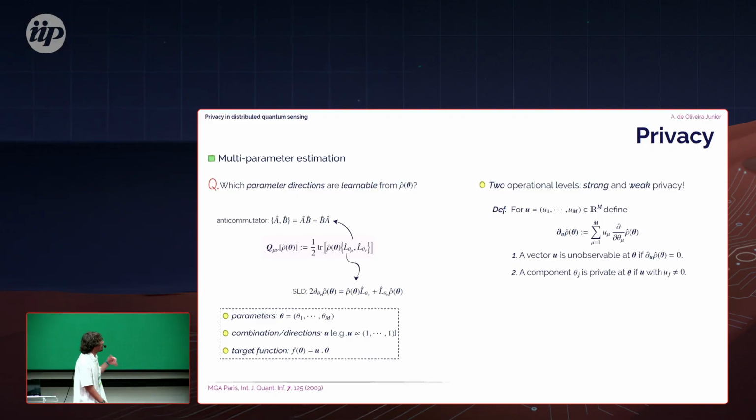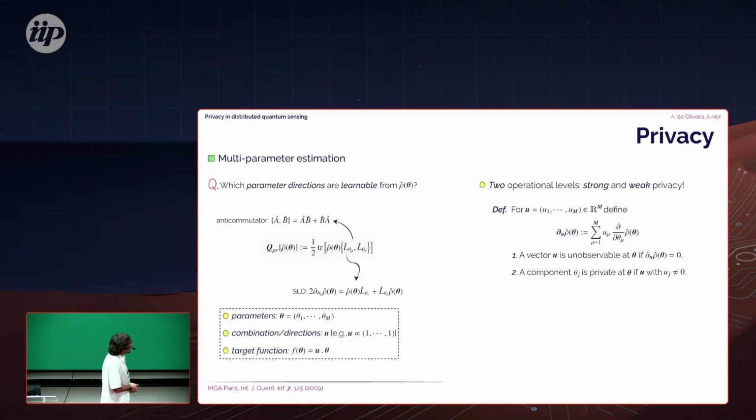Well, the way that we define privacy may not be the simplest way to see at first glance, but the idea is, imagine that we have some vector u. This is just a combination, and we also define the directional derivative of our encoded state with respect to this vector u. We say that a vector u is unobservable at theta if its directional derivative vanishes. Basically, what this definition tells us is that if we take our encoded state and shift the parameters linearly along this direction, we will not see anything in the statistics of our experiment. So this is blind towards linear shifts along this direction.